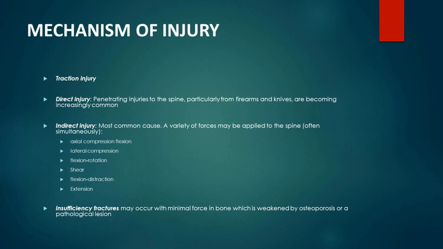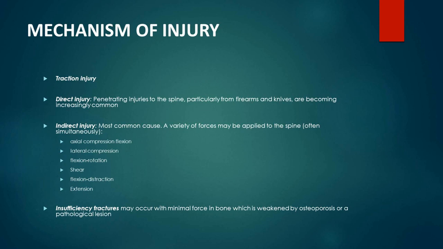Then there's indirect injuries, and these are the most common causes of cervical spine injuries, and this is from a variety of different forces that can be applied to the spine, often simultaneously. So again, you can get lateral compression, you can get flexion rotation, extension, pure flexion, flexion distraction injuries, and then axial compression injuries. Those all can cause different types of fractures that affect different things, but they are significant.